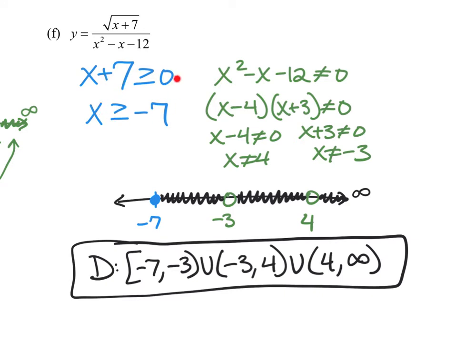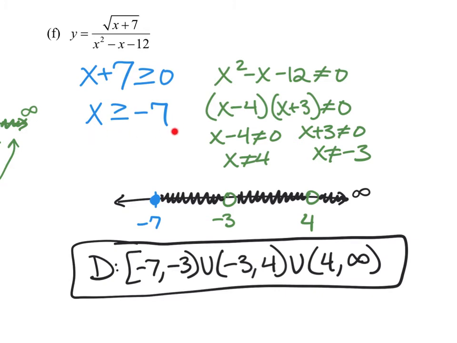We solve the inequality, x plus 7 greater than or equal to 0, which means x has to be greater than or equal to negative 7. And then we factor and solve this guy down to find out that the zeros that it cannot be are 4 and negative 3. So again, I think best when I'm on a number line. So here's my number line with negative 7, filled in circle, a hole at negative 3, and a hole at 4. I need to describe this interval.